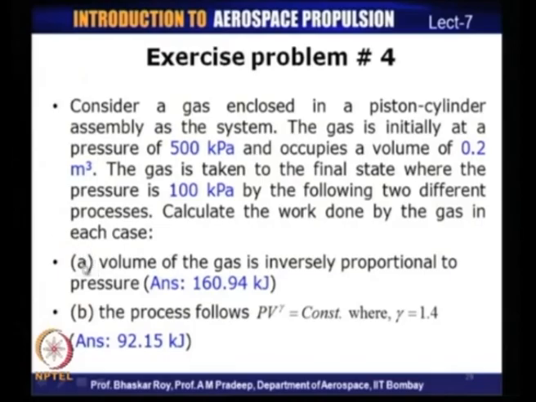So, the two processes are, one, the volume of the gas is inversely proportional to pressure, that is V is inversely proportional to P, or in other words P v is a constant, an isothermal process. Second, the process follows P v raised to gamma is a constant, where gamma is equal to 1.4. For these processes you need to find the work done. Answer for the first part is 160.94 kilojoules. For the second part, that is P v raised to gamma, it is 92.15 kilojoules.